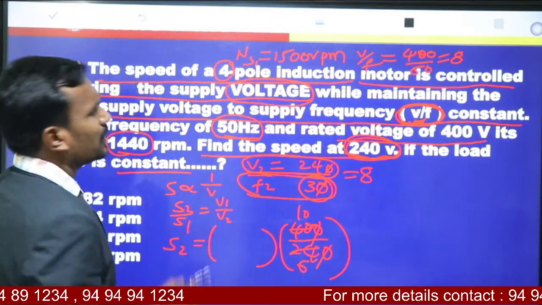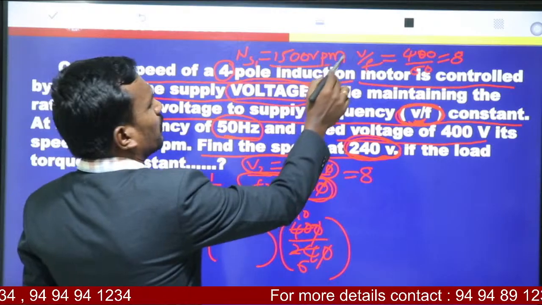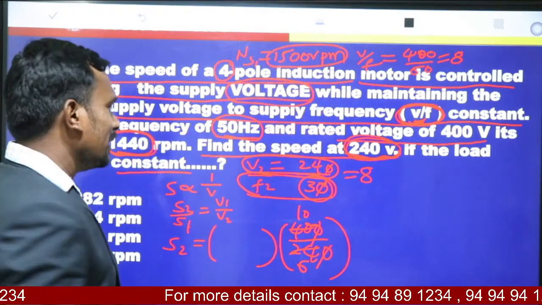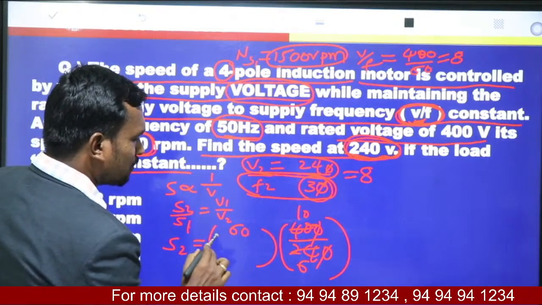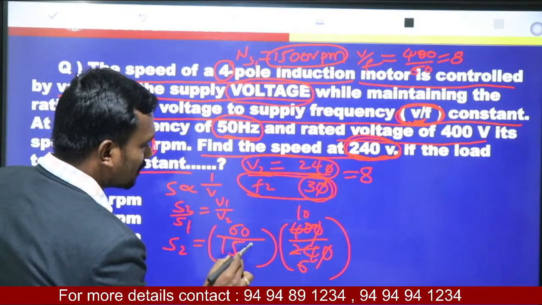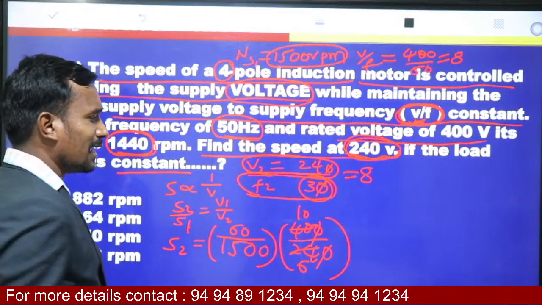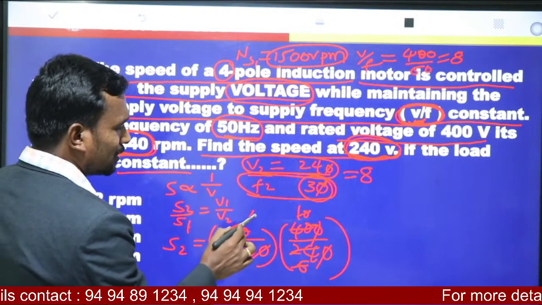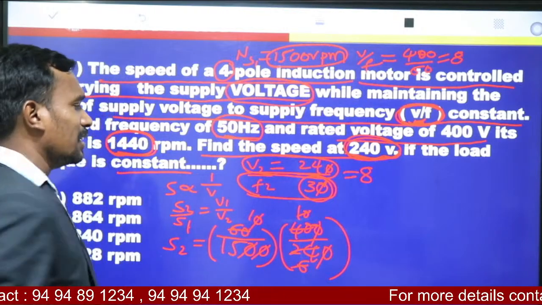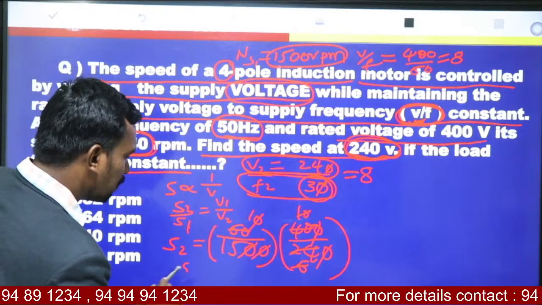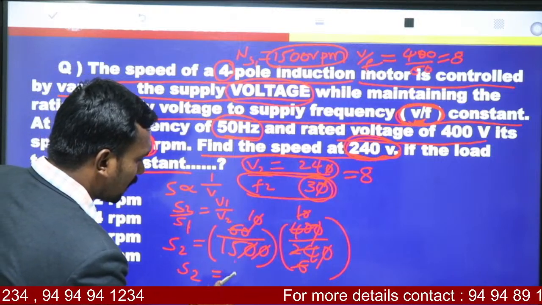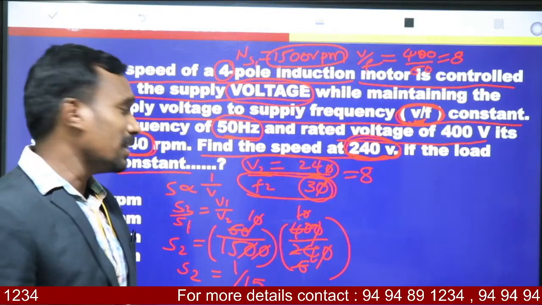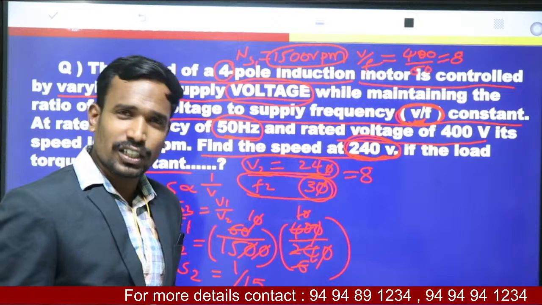And what is S1? S1, the synchronous speed is 1500, but my rotor speed is 1440. So S1 is (Ns minus Nr) by Ns. Let's calculate it. 0, 0 gets cancelled, 6 ones are 6, 6 tens are 60, and 0, 0 gets cancelled. So what is the slip at this condition? My slip is 1 by 15.